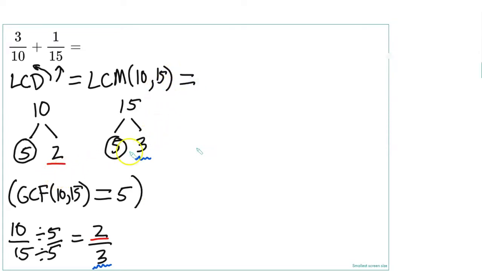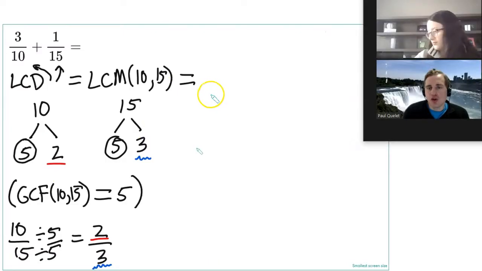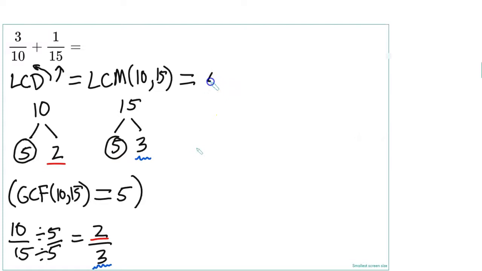So least common multiple, do we need one 5 or two 5s since 5 is shared? Not two 5s because we only need the uniqueness. Is 5 unique to both of these numbers? No, so since it's shared, we need the 5, but we only need one 5. See that so far? We only need one 5 for the least common multiple.